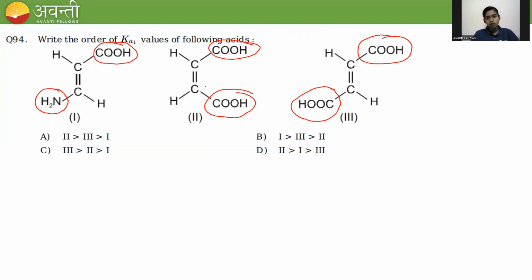Then coming to compound 3, two acids are trans. So that will come next. And here NH2 is an electron donating group, right? So it will donate the electron and it will decrease the acidity. So that will have the least value of Ka. Okay. So option A will be the correct answer for this.